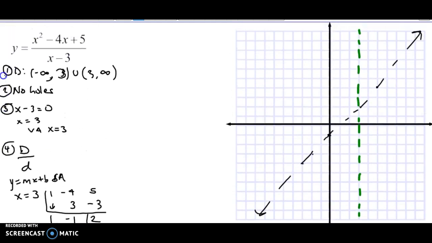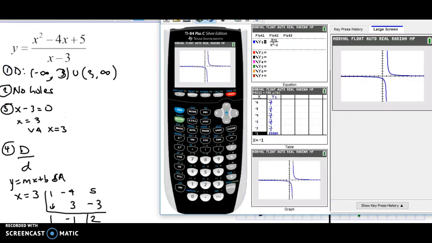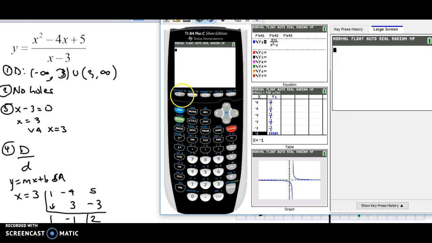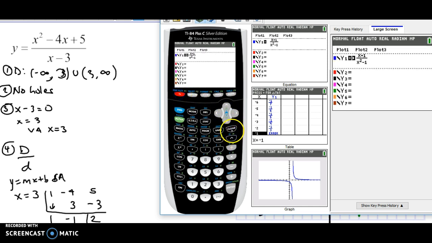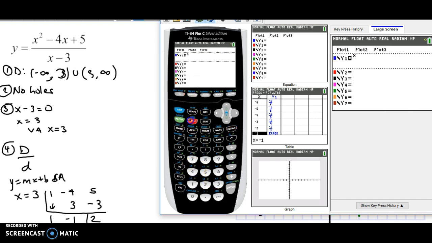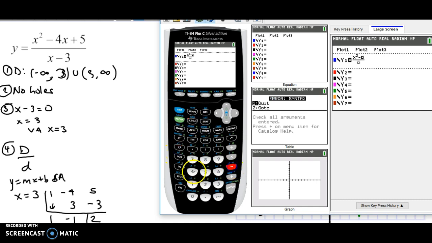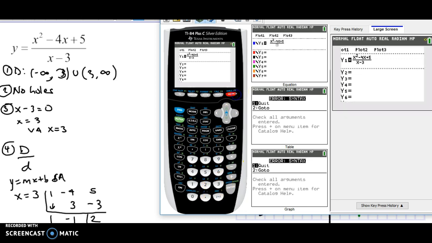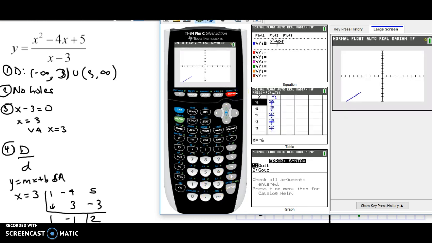So I'm going to go ahead and plug this into my calculator just so I can see the graph here. So we have x squared minus 4x plus 5 over x minus 3. Here is our graph.